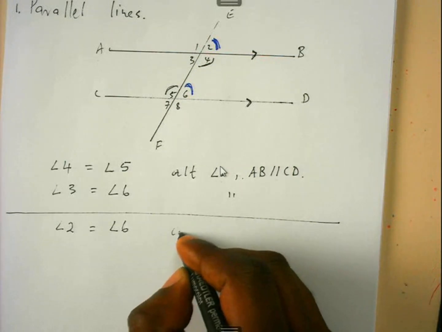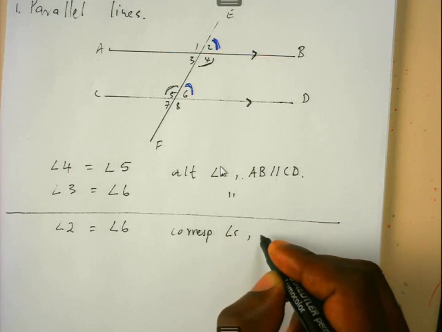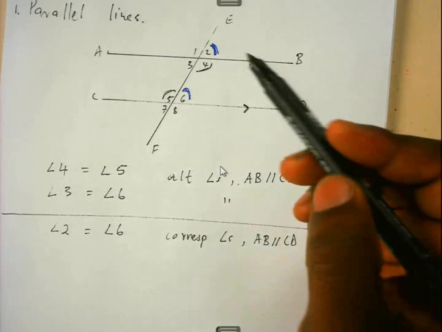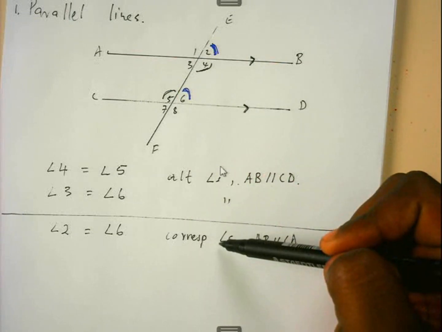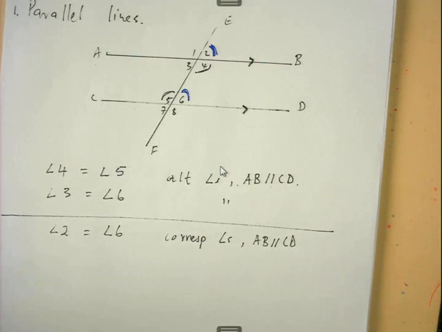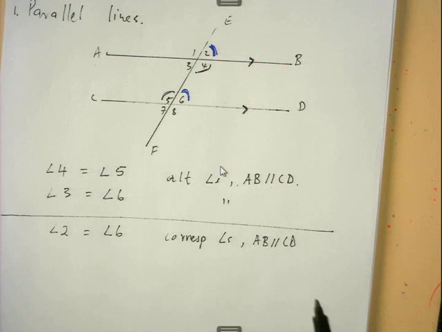Why are they equal? Because they are corresponding angles, and they are equal because the line AB is parallel to line CD. Angle 2 is equal to angle 6. They are equal. Why? Because they are corresponding angles. Corresponding angles will be equal when you have line AB parallel to line CD. And I want you to note the way I write it. My reason I write in full. I don't only say alternating angles, but I write in full, say corresponding angles. They are equal because they are corresponding angles, since the line AB is parallel to line CD.